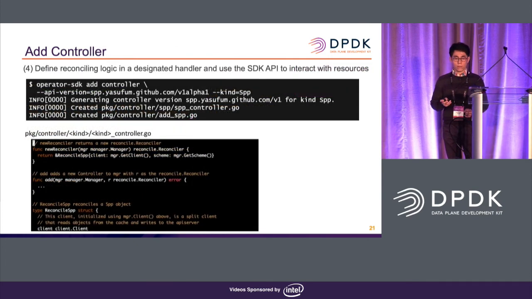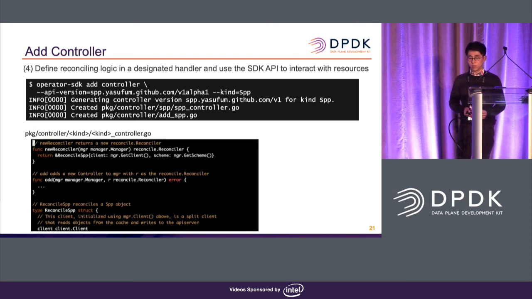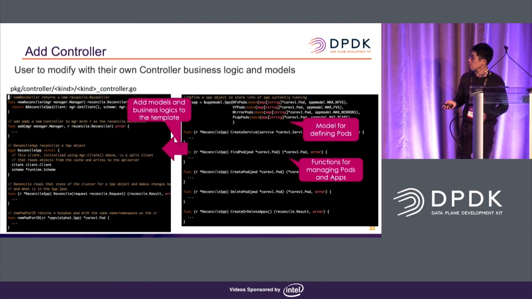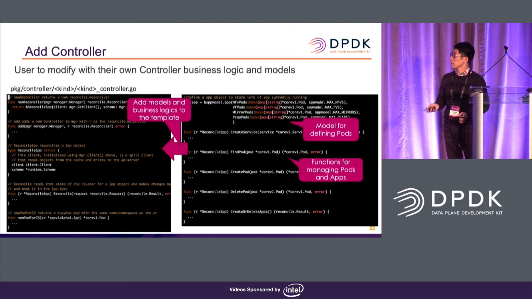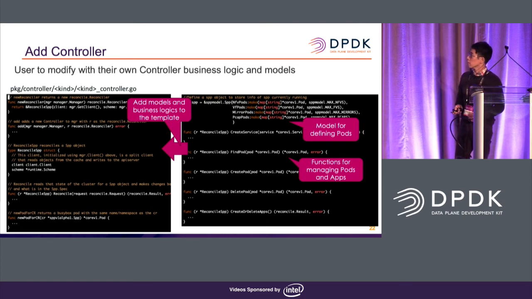Then we need to add a controller. The SDK also provides a command for generating controller-related source code. And it is also similar to the command for the API. And after generating a template for the controller, you can add any function called from the operator over Kubernetes. This is an example in our case.